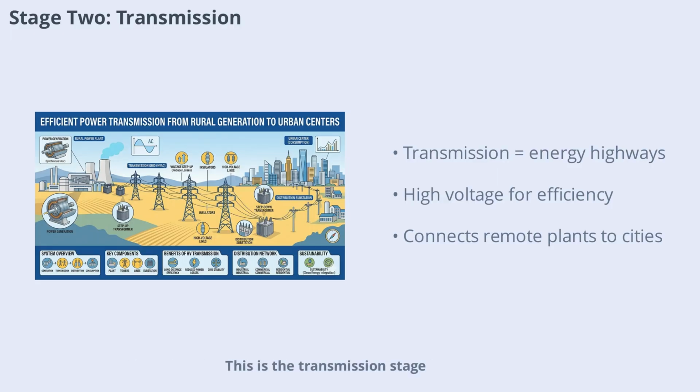Once electricity is generated, it needs to travel long distances to reach cities and towns. This is the transmission stage. Transmission lines are like the highways of the power system, carrying electricity from remote power plants to urban centers.